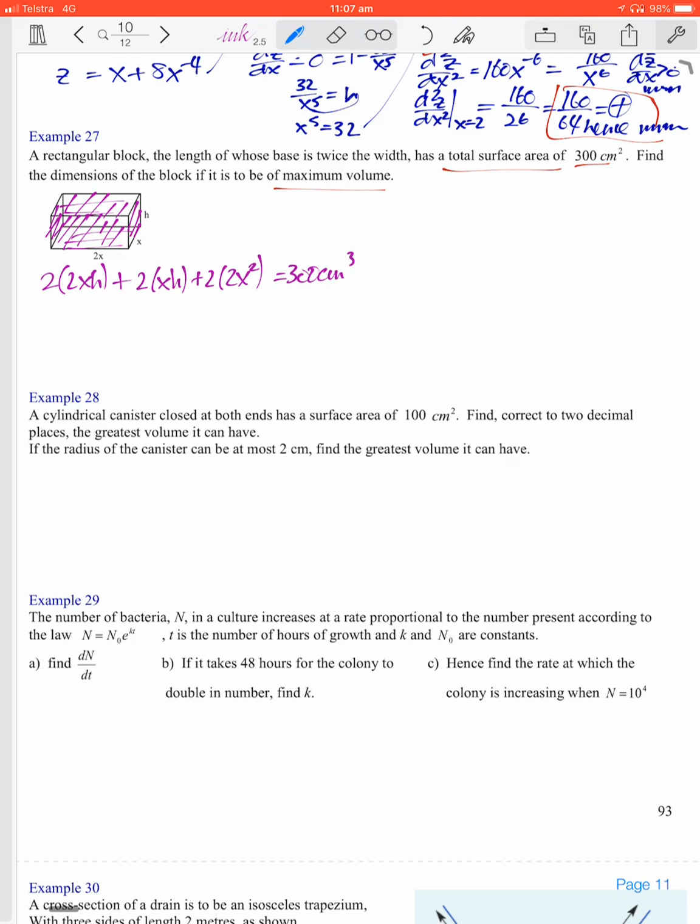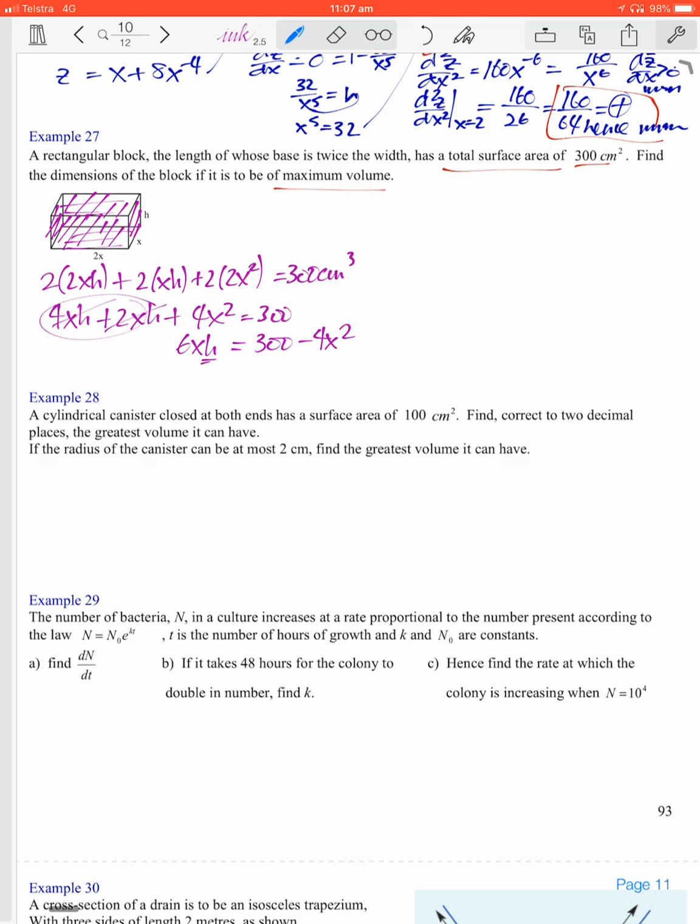Okay, so let's expand this out. We get 4xh plus 2xh plus 4x squared equals 300. This is 6xh. Bring the 4x squared to the other side. So we get 6xh equals 300 minus 4x squared.